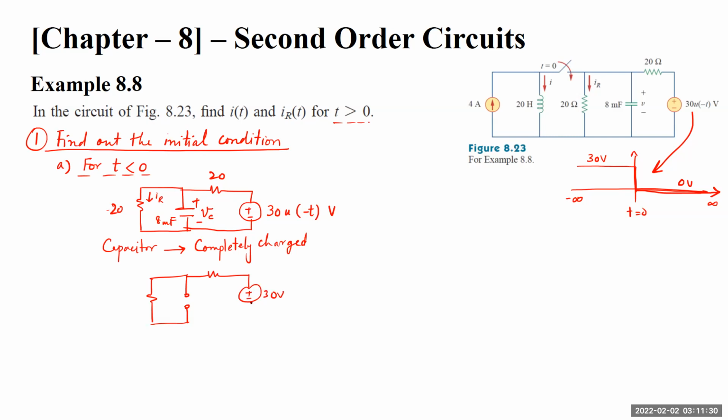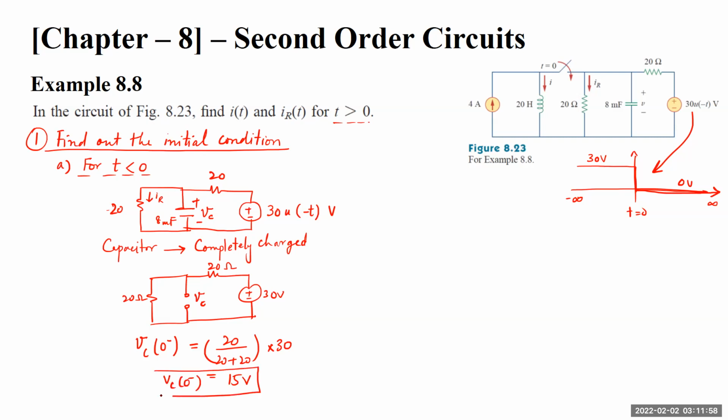So this is 30 volts. We have to basically find out this open circuit voltage. This is 20 ohm, this is 20 ohm, and this VC is basically the voltage drop across this 20 ohm resistance. So VC at 0 negative is 20 divided by 20 plus 20 multiplied by 30. So this is 15 volts, VC 0 negative, or VC 0.